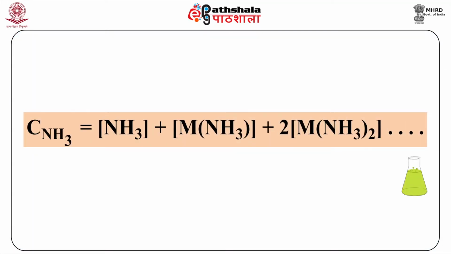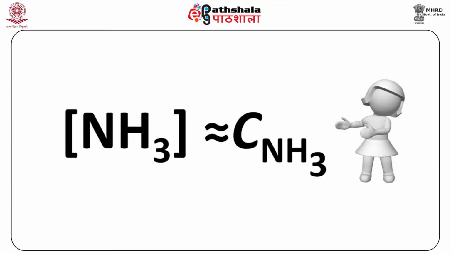The concentration of ammonia CNH3 is equal to the concentration of ammonia plus the concentration of metal ammonia complex plus twice the concentration of M(NH3)2 and so on. Although in presence of large excess of ammonia relative to the metal ion, the concentration of the resulting amine complexes remains insignificant compared to that of the free ammonia concentration. Thus, here we can write the concentration of ammonia is equal to CNH3.